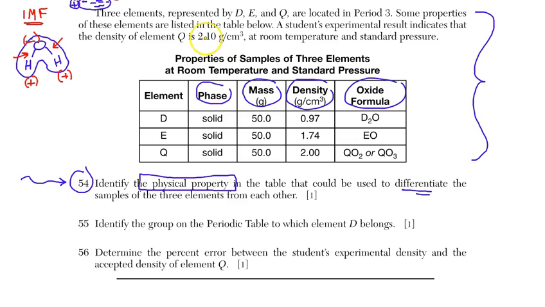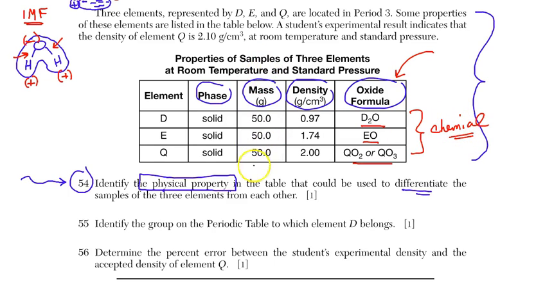A chemical property is one that deals with its chemical formula and how it changes. So this one right here, the oxide formula, the reason why D would make this formula with oxygen, or E would make these formulas with oxygen, or Q, is how they react chemically. So you need to understand that oxide formulas are chemical formulas, how they interact and how they form bonds and break bonds and make new bonds.